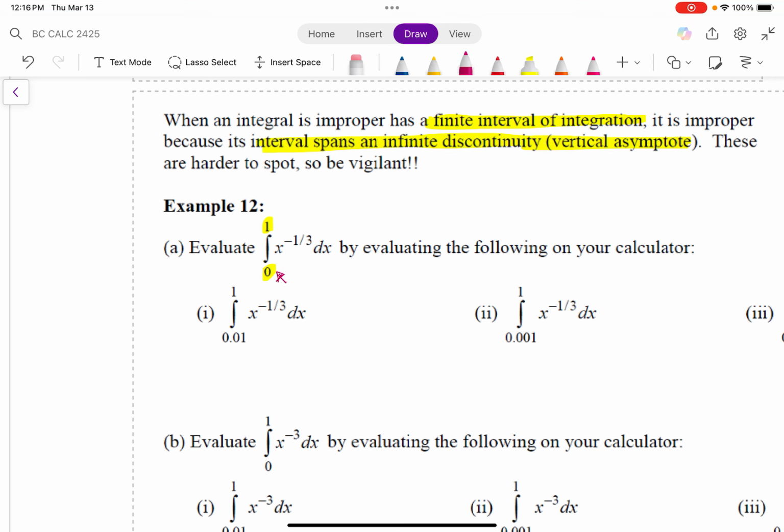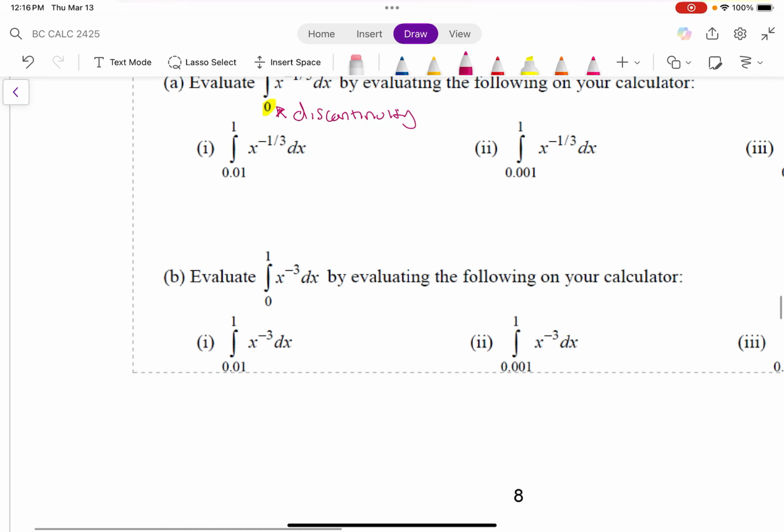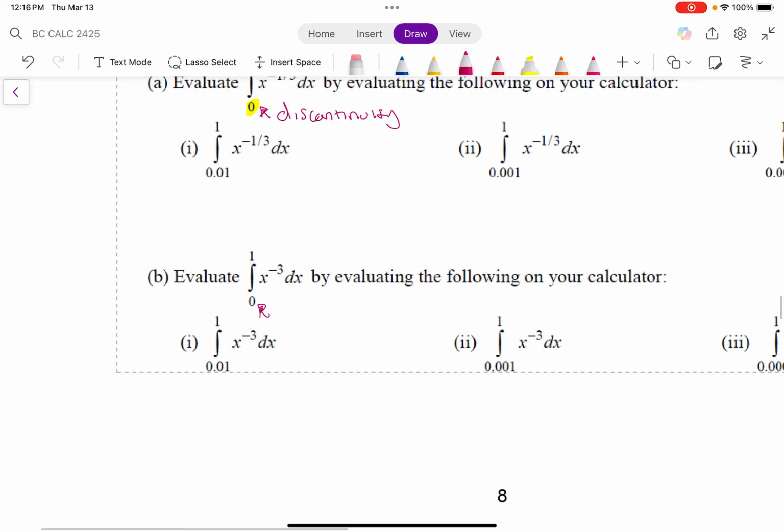So notice here, the discontinuity is at x equals 0, because the graph of x to the negative 1/3, remember that, is discontinuous at x equals 0. So there's a vertical asymptote there, and we have to deal with that in this type. Same thing here, there's a discontinuity for x to the negative 3. So we have to deal with this type of improper integral before we do them.